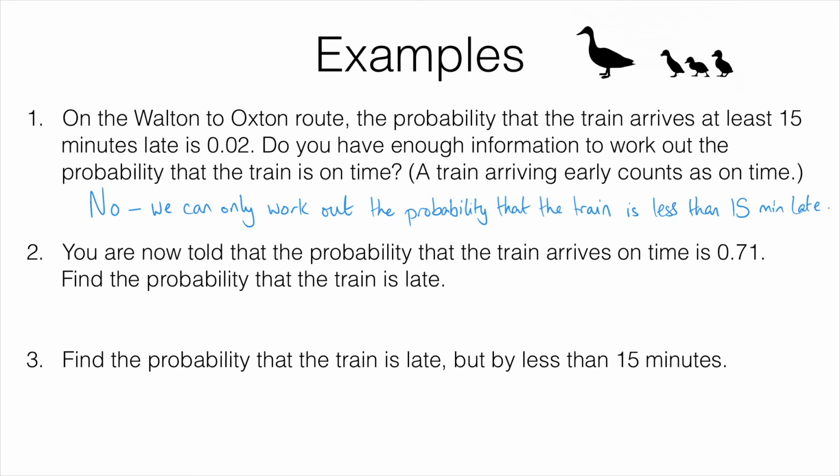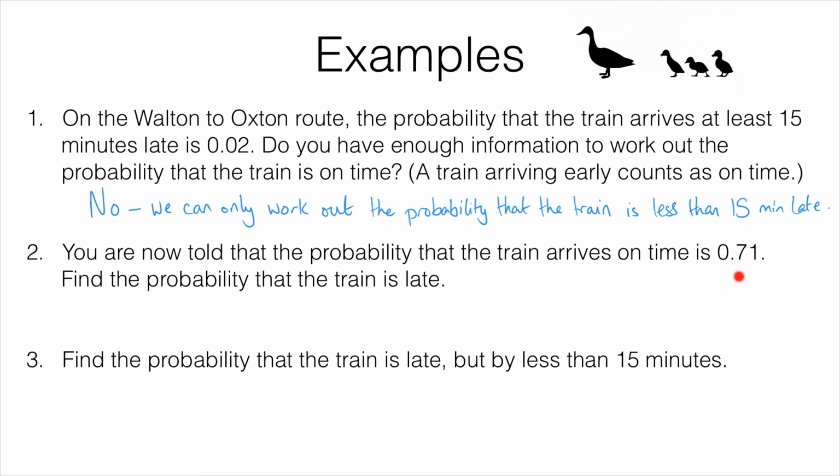In question 2, we have more information now. We're told that the probability that the train arrives on time is 0.71. We need to find the probability that the train is late. Now, being on time and being late are mutually exclusive events. They can't both happen together. A train can't be both late and on time. They are also exhaustive. They cover all possibilities. The train is either on time, which remember we said includes being early, or it's late.